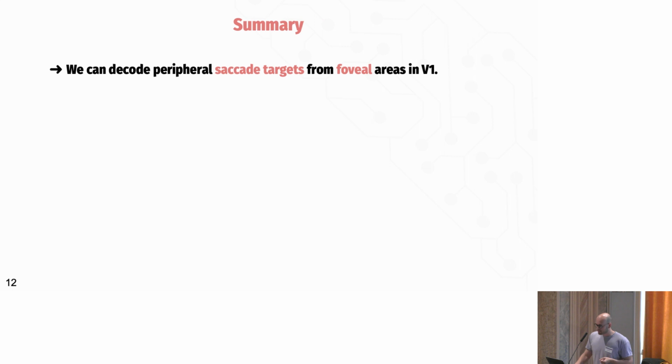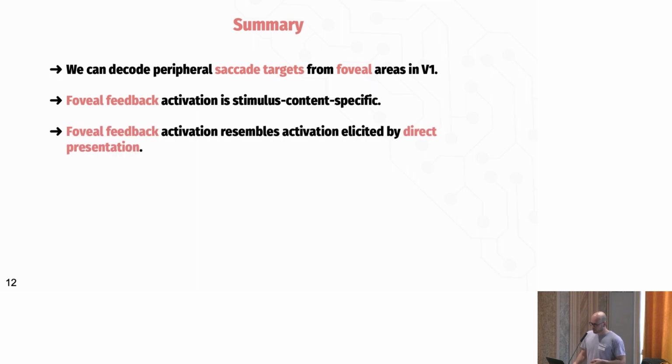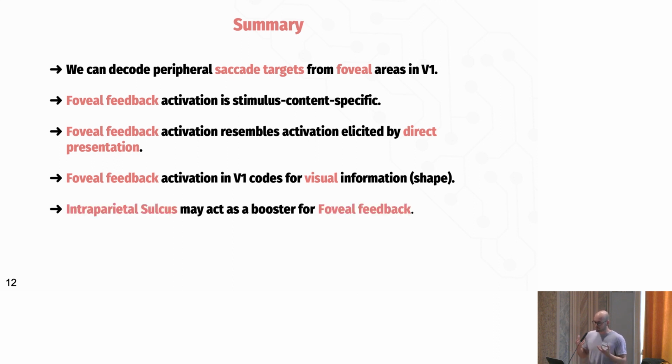So just to summarize, we found that we can decode peripheral saccade targets from the foveal parts of V1 and also V2 and V3 actually. We found that this foveal feedback activation is stimulus content specific. We also found that it seems to resemble the activation elicited by direct presentation. And we find that it seems to code mostly for low to mid-level visual information, so shape information in this case, and we didn't find any categorical information that may be fed back. And lastly, we find that the intraparietal sulcus may act as some sort of booster for foveal feedback.